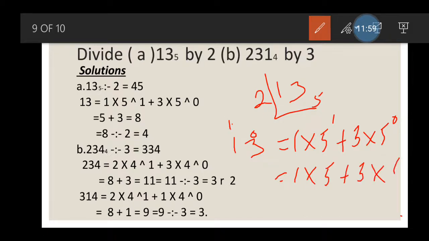So here we are having 5 plus 3, which will give me what? 5 plus 3 will give me 8. So we can now say 8 divided by 2 will give me 4. Now that's how we got that 4 there as the answer.